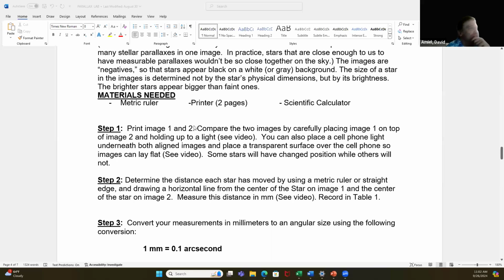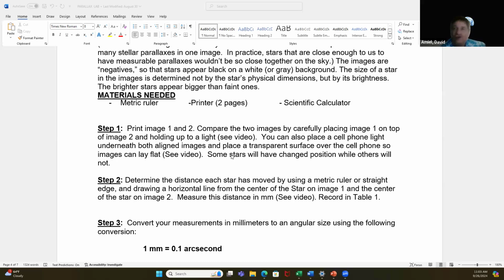Print image one and image two. Compare the two images by carefully placing image one on top of image two and holding them up to the light. You can use a cell phone here to shine a light up from the bottom. You can hold the two images up to a lamp. There are a lot of different ways to do this. And you will notice that some of the stars have shifted and others have not.